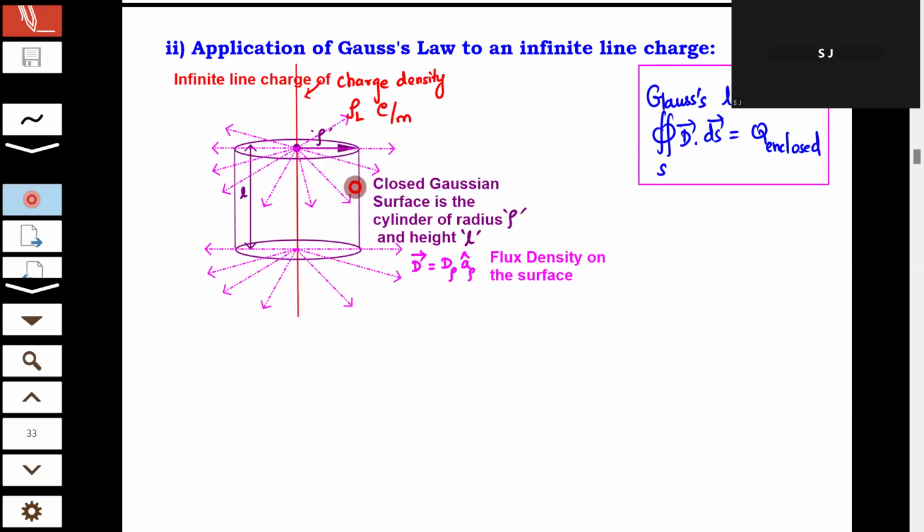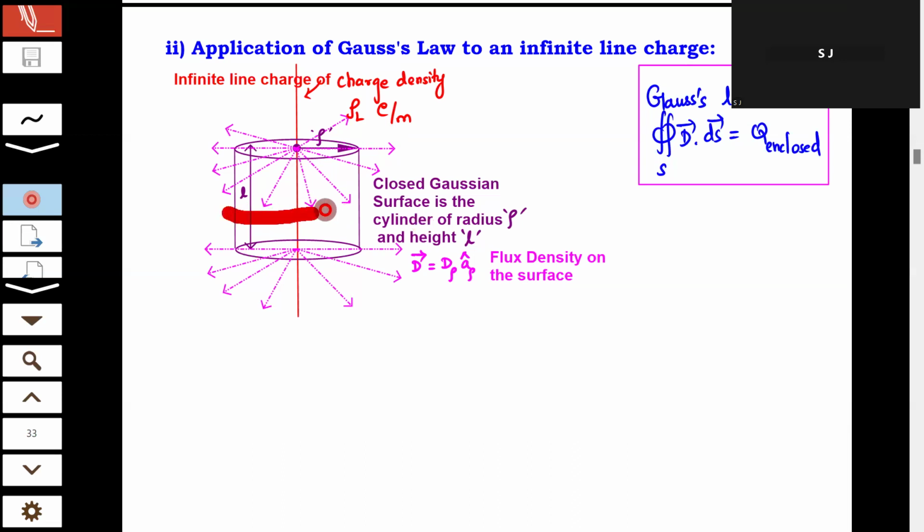When we look at this closed Gaussian surface in the form of a cylinder, the number of open surfaces which form this closed surface are 3 in number. One is the top circular disk, second one is the bottom circular disk, and the third one is the lateral or curved surface of the cylinder. For the top and bottom circular disk, the flux density lines are tangential, and for the curved surface, the flux density lines cut the curved surface and leave out.